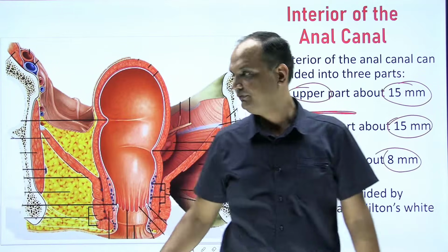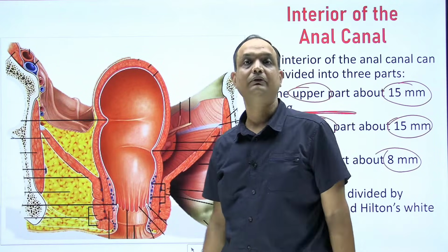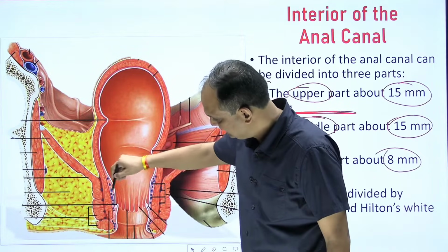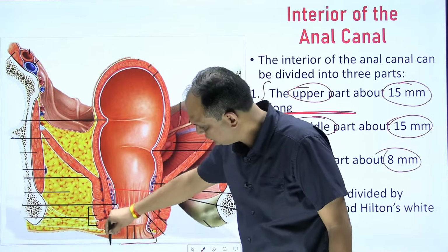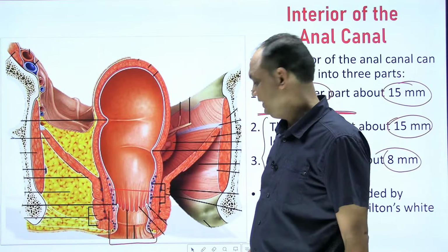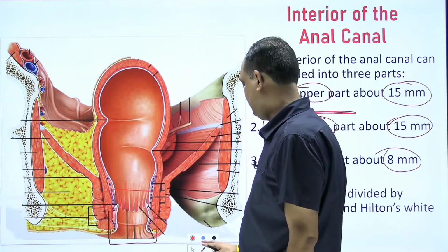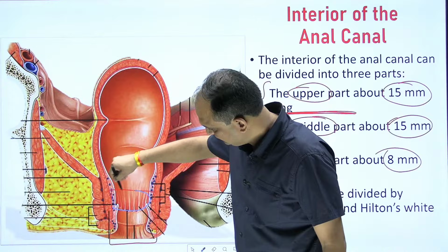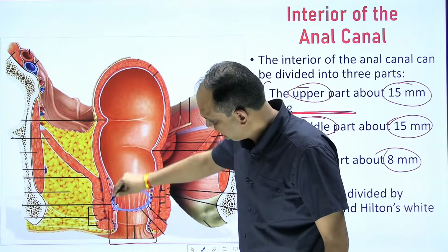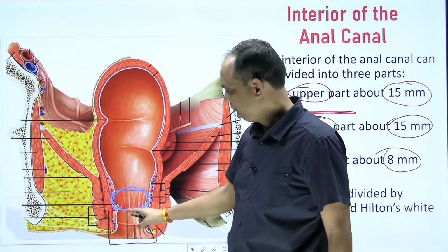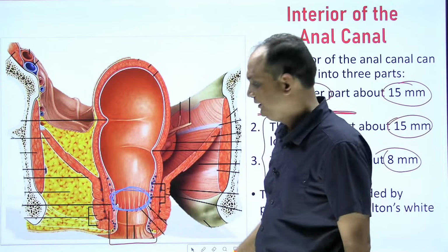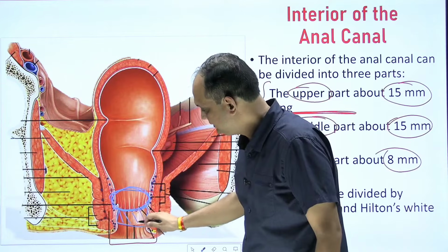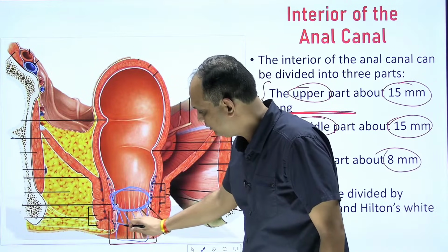Now in this image, you see the interior of the anal canal when you cut the anal canal longitudinally. This is your anal canal. In this anal canal, we will divide it into two portions. One is your upper part. So this is your upper part, and the remaining is the lower part. Now this lower part is further divided into two parts. This is your middle portion and this is your lowest part of the anal canal.